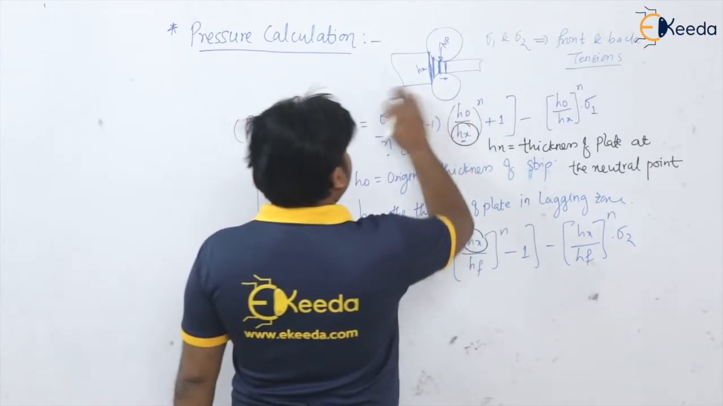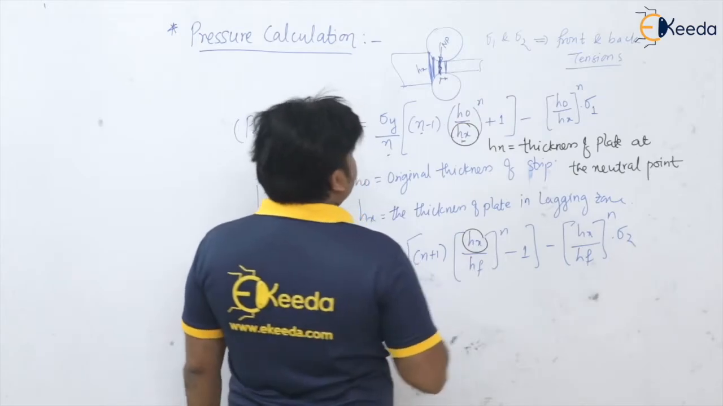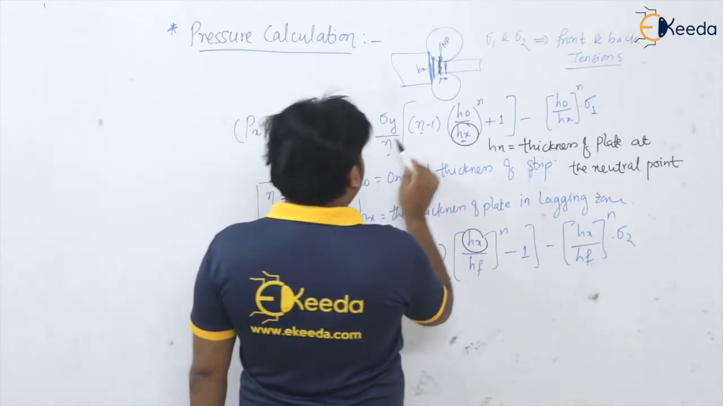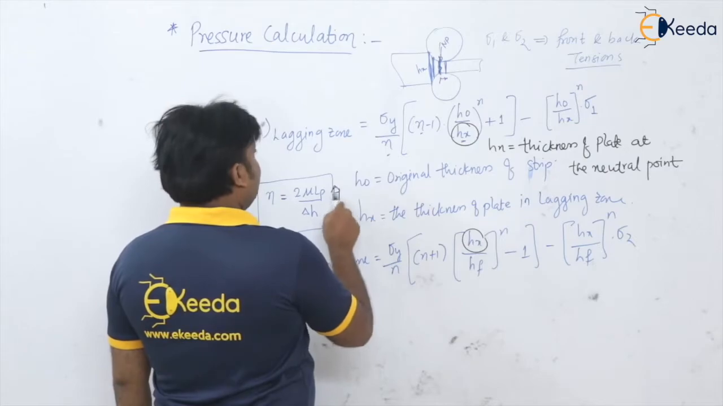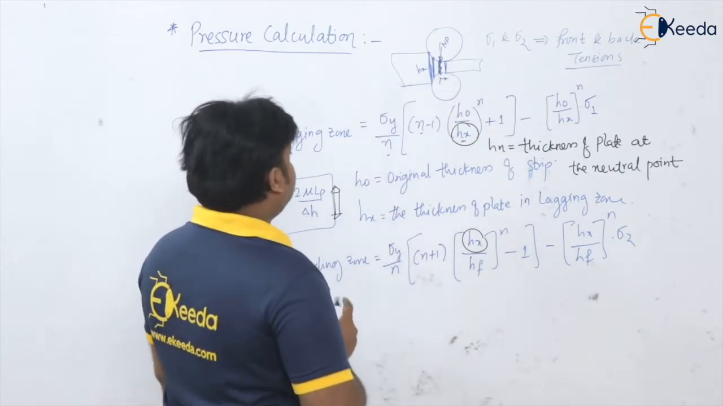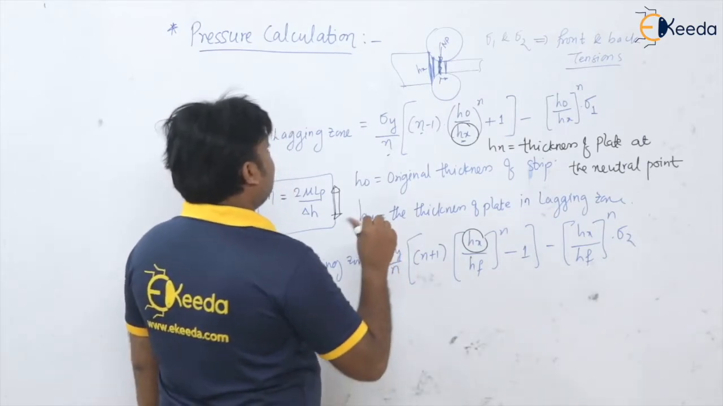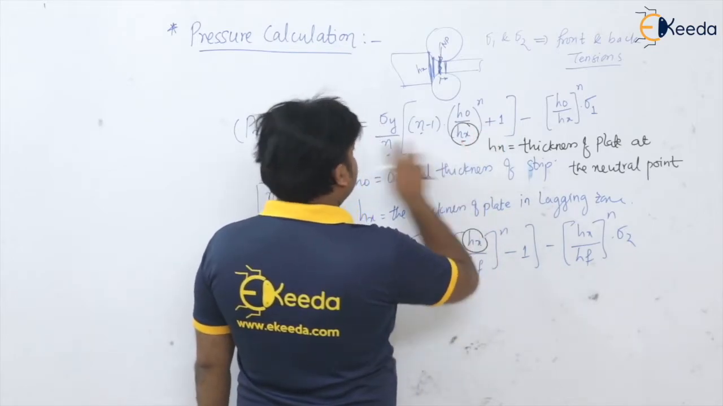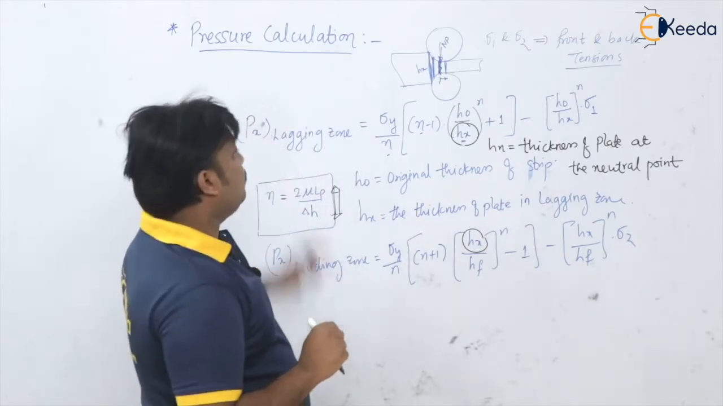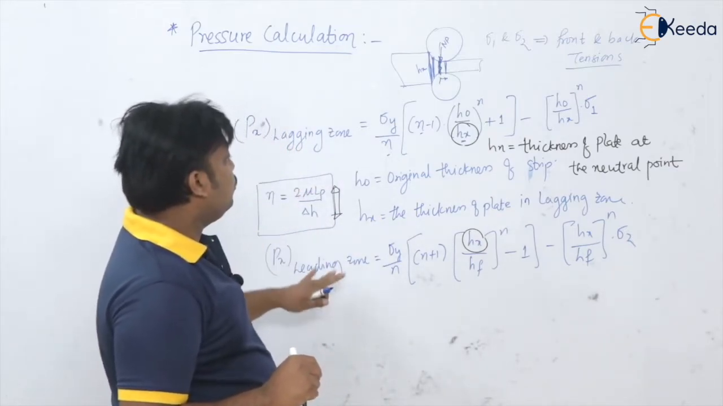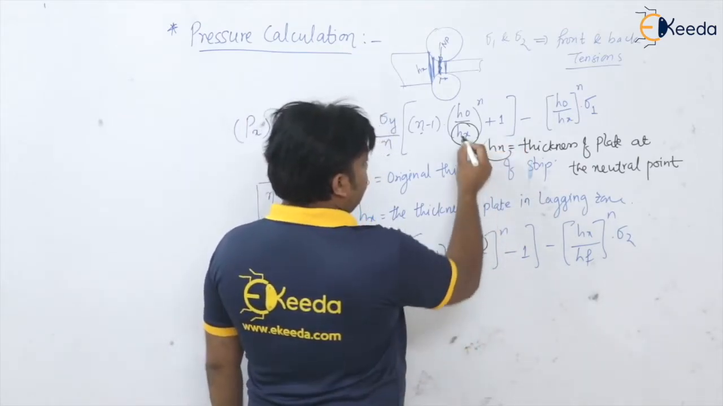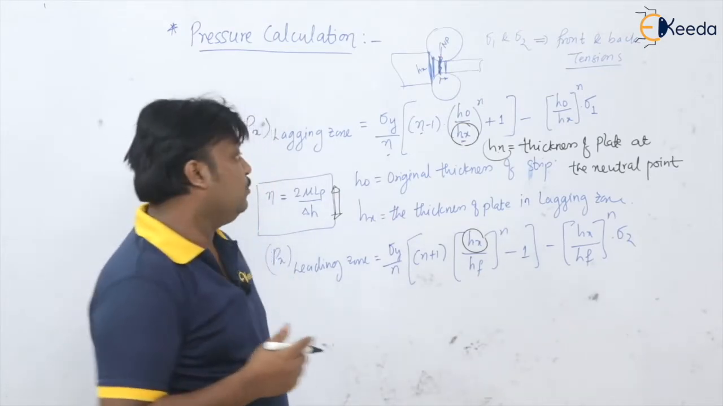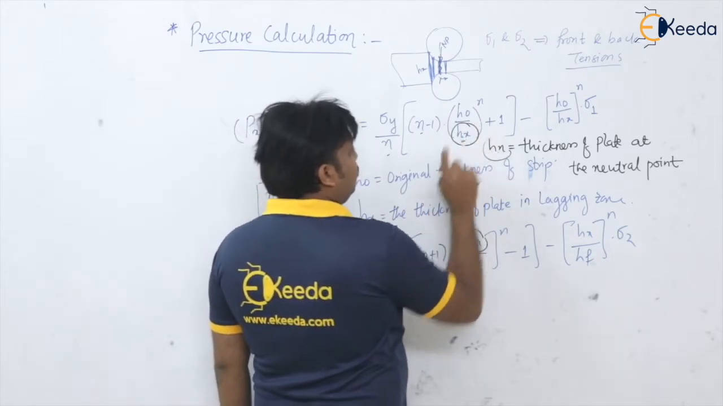So if you equate the pressure at the leading and lagging zone at this neutral point, you will get the maximum pressure. Both the pressures are the same here. If you have the value of the neutral point thickness of the plate, you can easily get the maximum pressure. Either put it in the lagging zone or the leading zone, you put the value of hn, and then you can easily calculate the maximum pressure. Or suppose anybody asks you to find the thickness of the strip at the neutral point, what can we do?